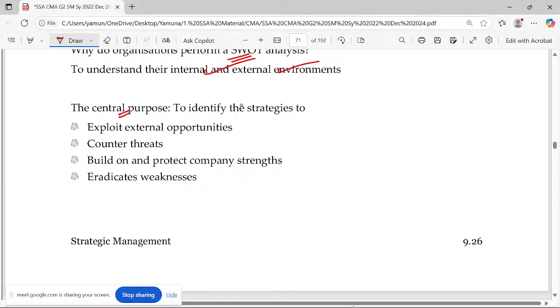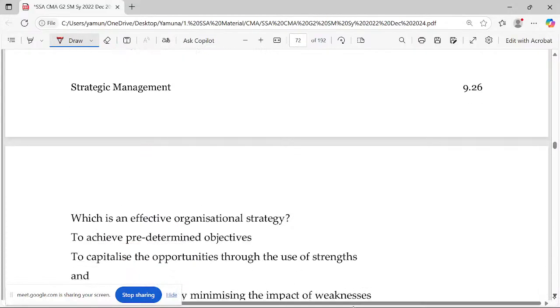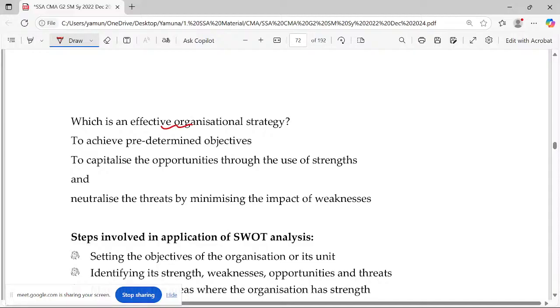So what is the main purpose? You identify the strategy, which means you're going to exploit the opportunities, or counter the threats, which means you're going to minimize the threats, or build on and protect the company's strengths, or eradicate the weaknesses. Is it okay? So effective organizational strategy means you will achieve the predetermined objectives.